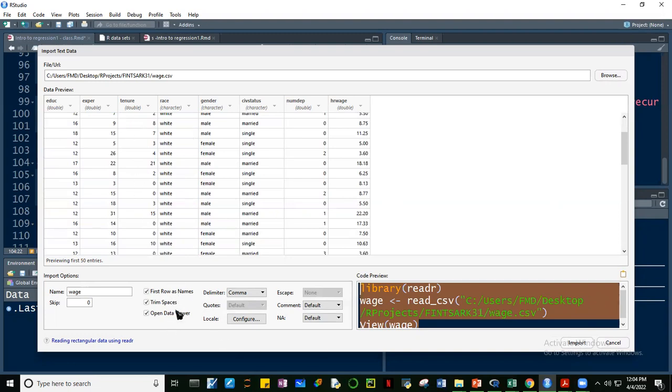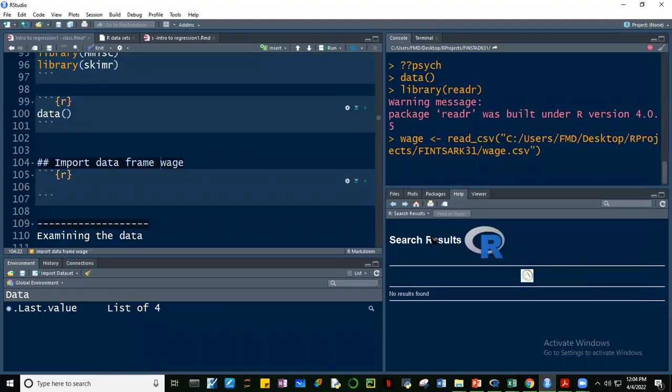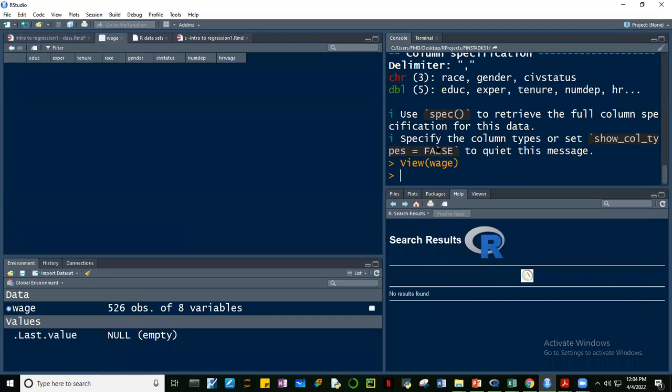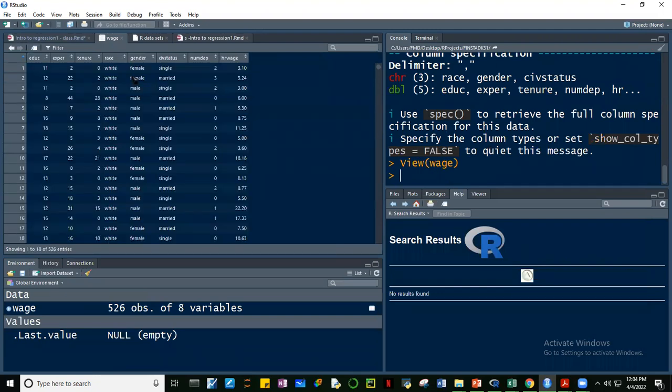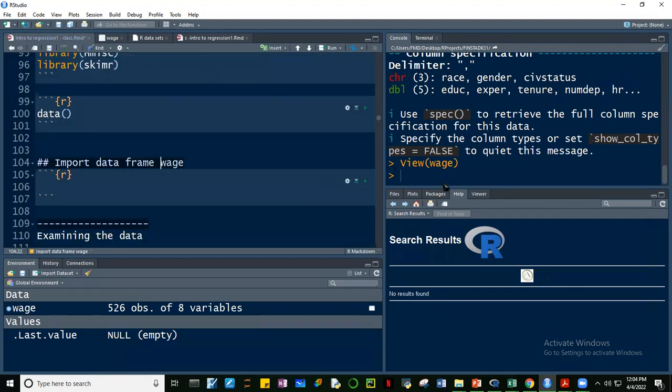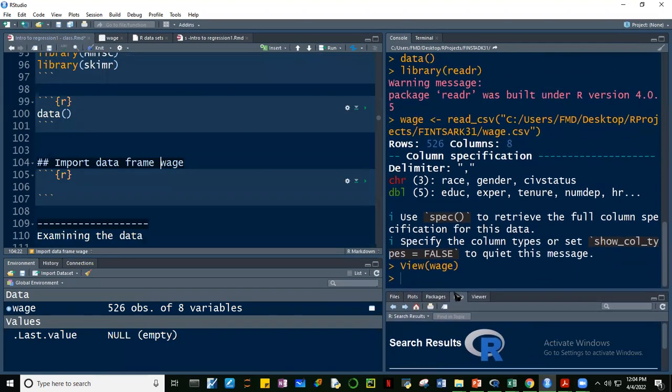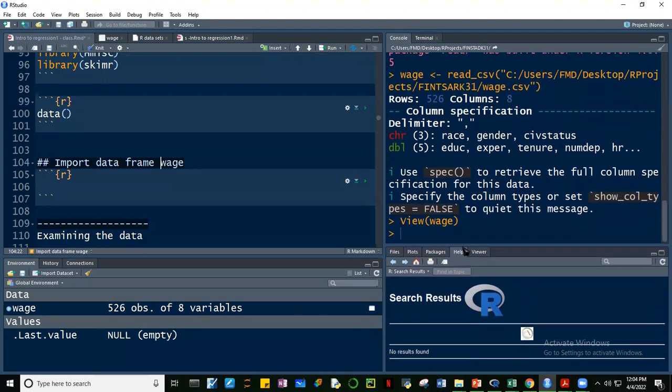Okay, correct. Just check. Trim spaces. Open data viewer. This is the view. Let's import it now. Okay. Then the code is already written there, guys. Then it showed the view right away. And then what we can do is, there's the code. Yes, the code is there.